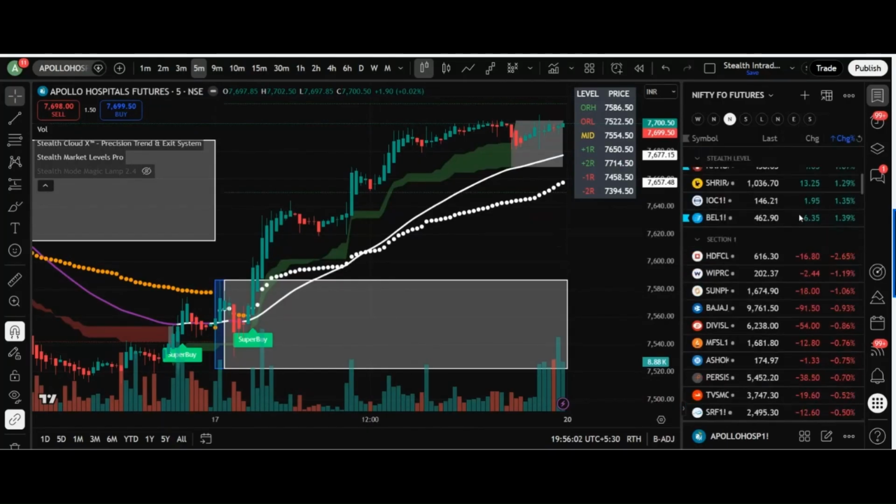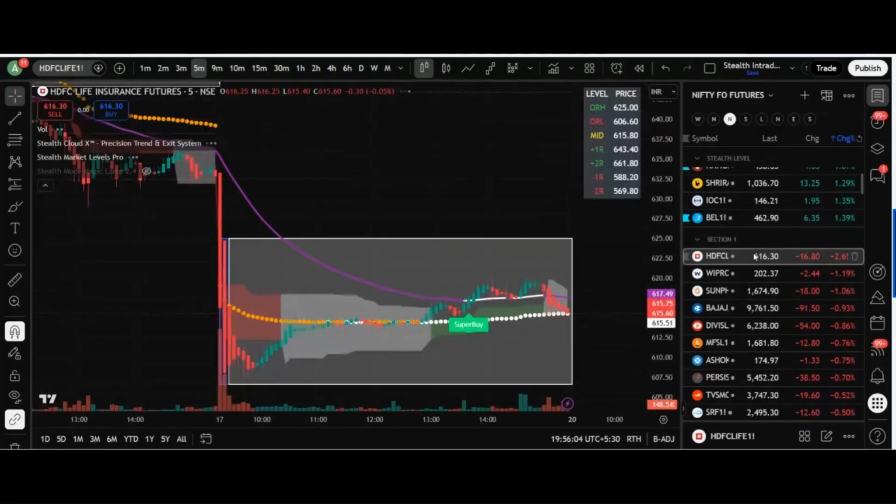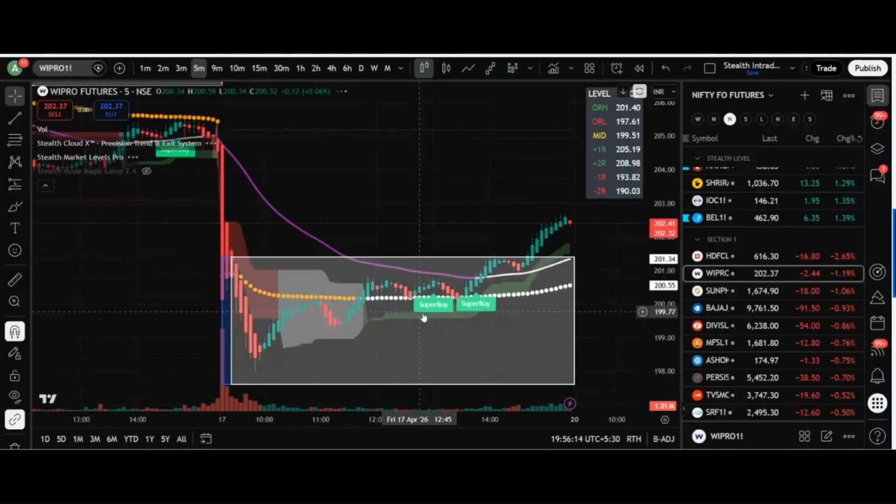Were they caught? There were not much losers, but yeah. So HDFC Life Insurance, morning में it fell, and then if you see entire day is trading in the range, no trade, right? Wipro, morning it fell and then it recovered, and in the end it gave a breakout, which was also captured by the system.